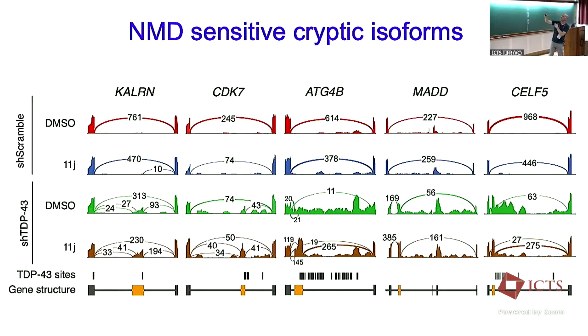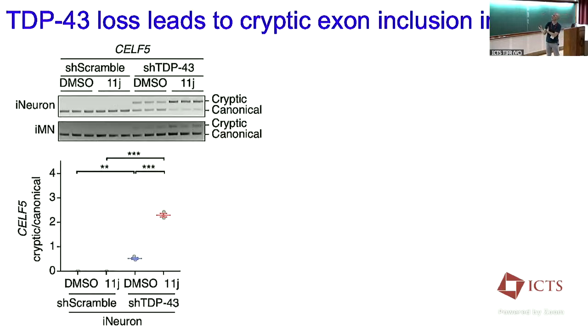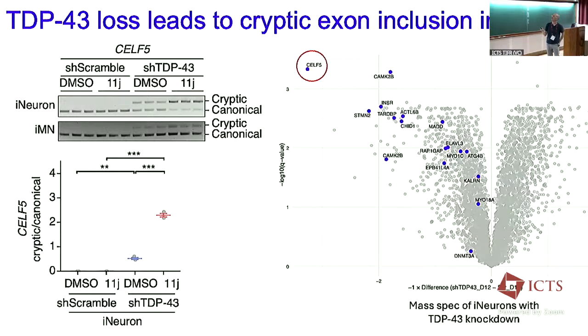And now they've started to find all these NMD-sensitive cryptic exons. For example, SELF5 is a very interesting one. This is an RNA binding protein that is very similar to TDP-43. It binds the same sequence. That's enhanced the cryptic exon by NMD inhibition. And by mass spec of neurons, the most downregulated protein is SELF5 when you knock down TDP-43, even more than Stathmin-2.